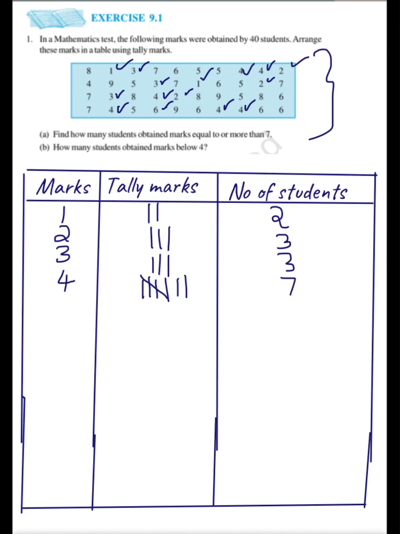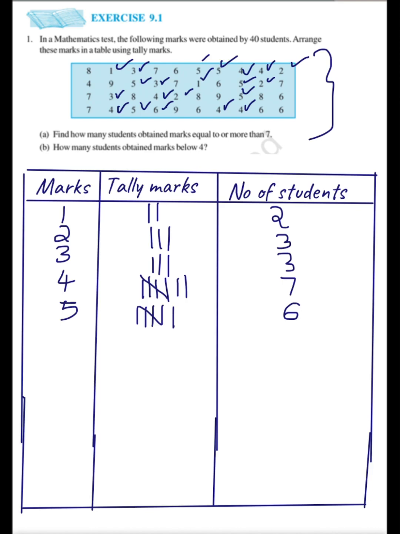Now 5. Marks 5. You have to count how many students got marks 5. So 1, 2, 3, 4, 5, 6. 6 students got marks 5. Okay. So 1, 2, 3, 4, 5, 6.